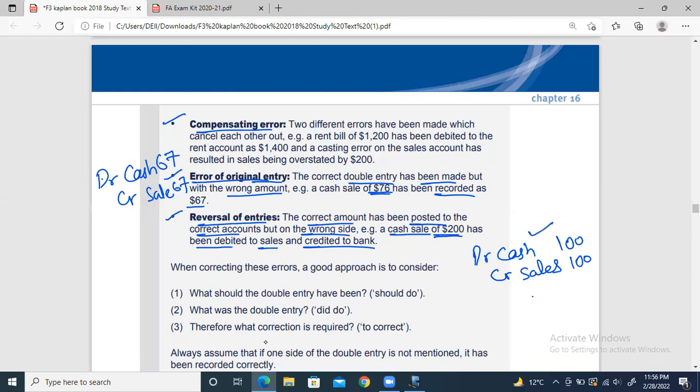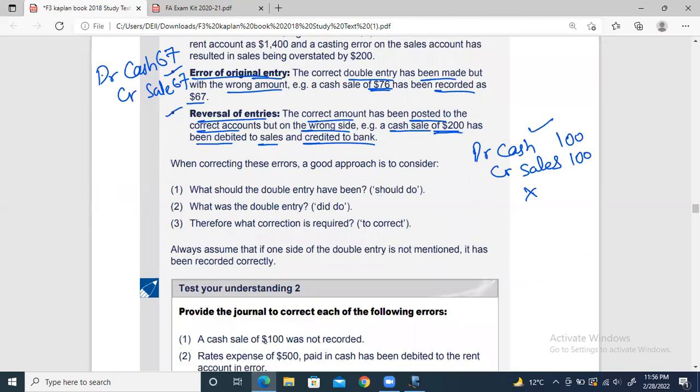But again, the accountant made a mistake over here. What he did is debit sales by 100 and credit cash by 100. So you can see he has just reversed the entries, he has just swapped them. Sales is debit, but originally it was credit, and cash is credit, but originally it was debit. But the amounts are the same. So again there will be no error over here, the debits and credits will be equal on this side.